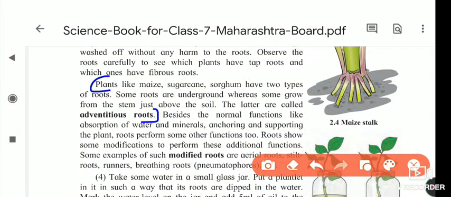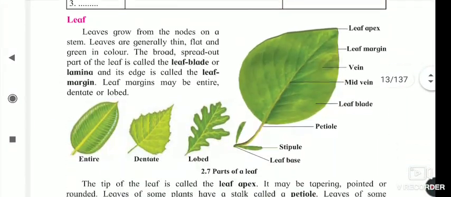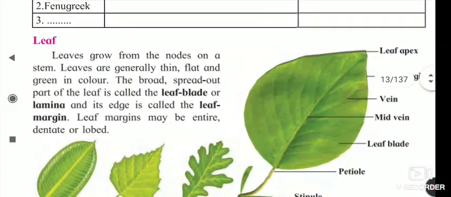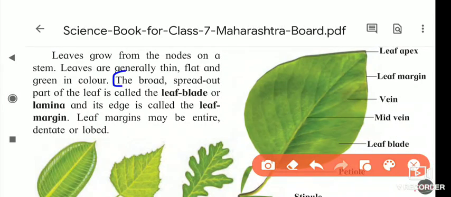After adventitious root, the next definition I asked is leaf blade. Here is a very short definition of leaf blade: the broad spread out part of the leaf is called a leaf blade or leaf lamina. So this is the definition.